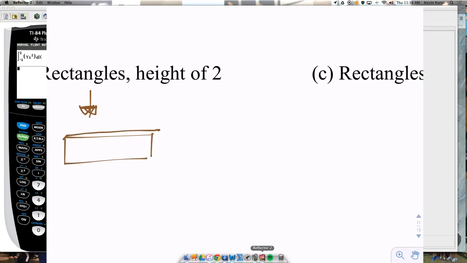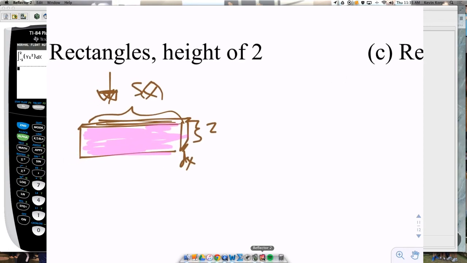I'm staring down at this. Okay, this is S of x. And the height is 2, and of course the thickness is dx. So what is the formula now for the area of the face of that rectangle? 2 S of x. Very good. Because one of them is 2, that's one of the units.